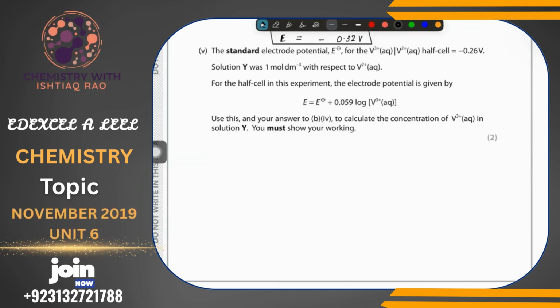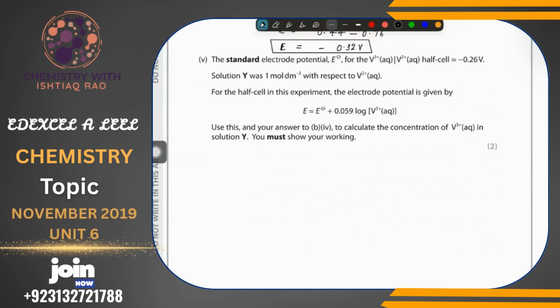So is the concentration 0.361 mole per decimeter cube? You are telling me the concentration of V3 plus, right?